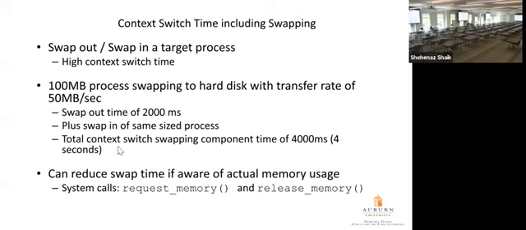So here, if there is a way that the operating system can be made aware of exactly what parts of the allocated physical memory are being utilized by the process, then it can make better decisions regarding swap in and swap out.